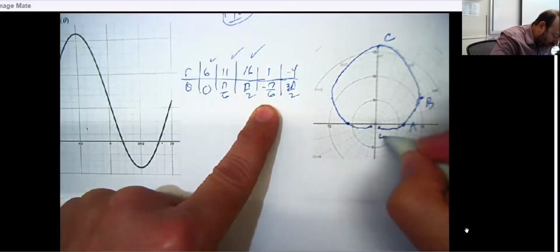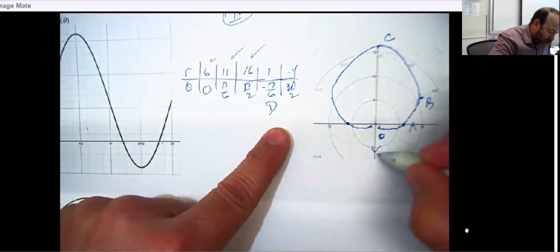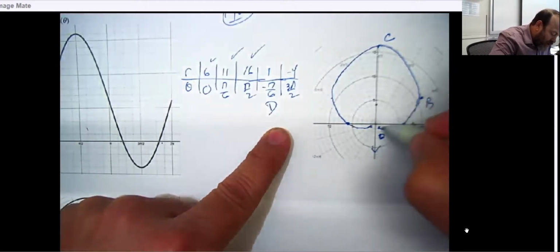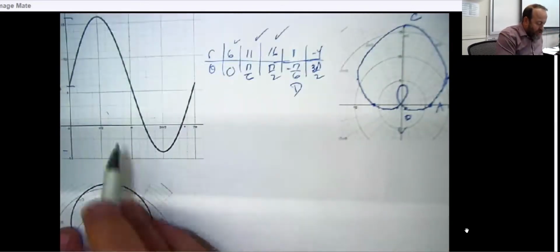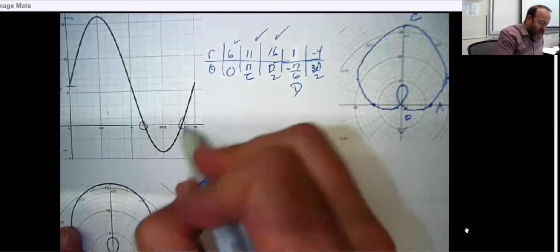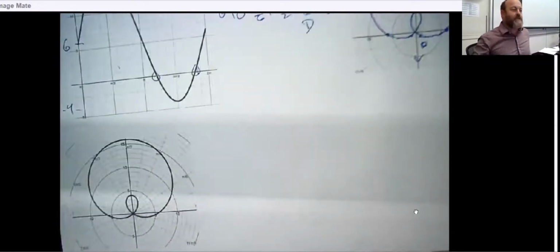I'll call this maybe point D. And then at 3 pi over 2, it should be down. It told me to go backwards. It's right here. And by the way, that's a critical part of your graph: it had to pass through 0 somewhere. So don't let it miss that 0 point, and this is what the graph looks like.